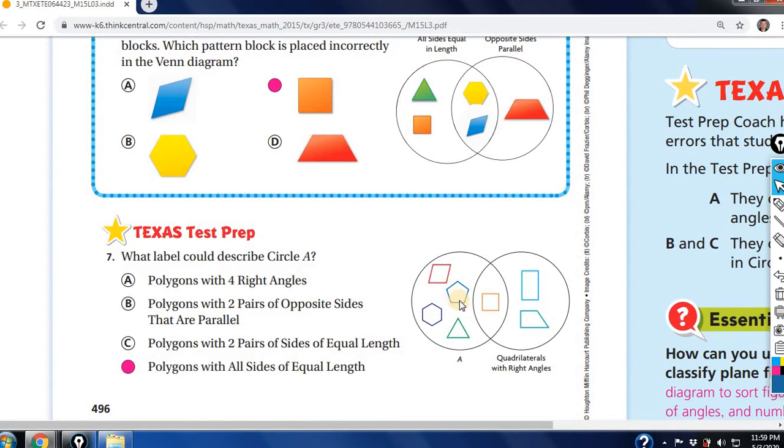Now, the reason it isn't 2 pairs of sides of equal length is because some of them have more than 2 pairs. This is 1, 2. This one actually has 3 pairs of sides of equal length, so be very careful with that. So your answer was polygons with all sides of equal length, and they all have equal length. This one was wrong. It said 2 pairs, and this one does not have 2 pairs. It has more.